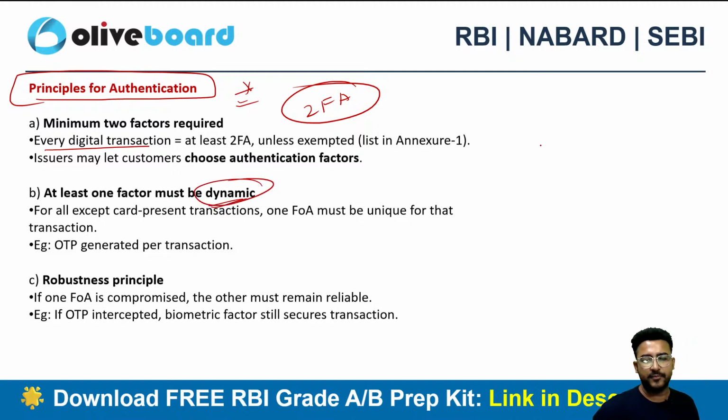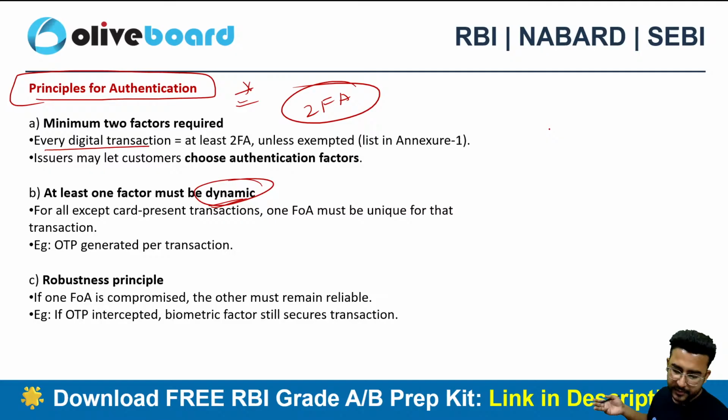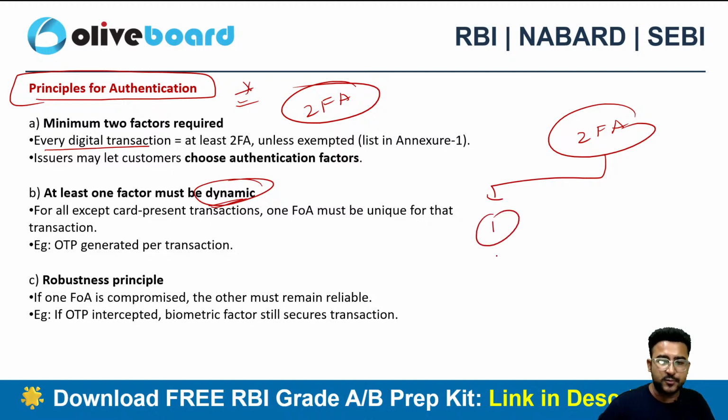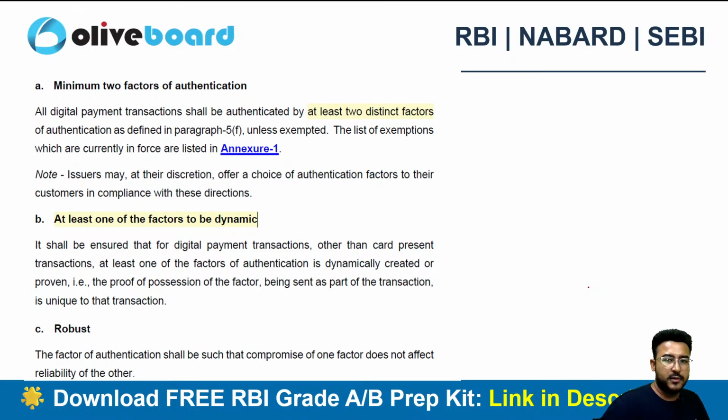So can I say that if I am logging into my internet banking, the password that I am typing is a static password, it will remain the same only, right? Let's suppose I am logging in 10 times in a day. The password will always remain the same only, it's static. What will be dynamic is the OTP verification, right? OTP will be dynamic. So what RBI is saying here, you need to have at least 2-factor authentication enabled, and at least one of them should be dynamic. One of it should be dynamic. Right?